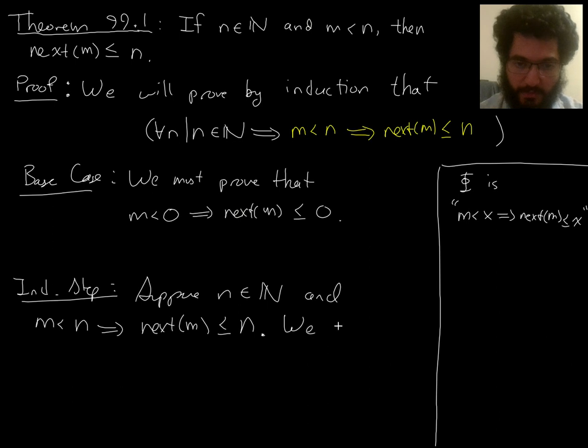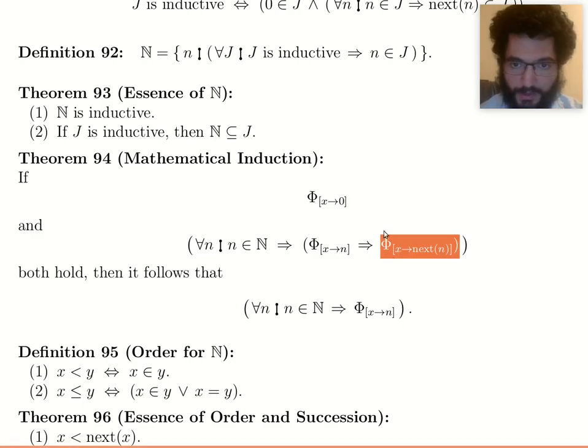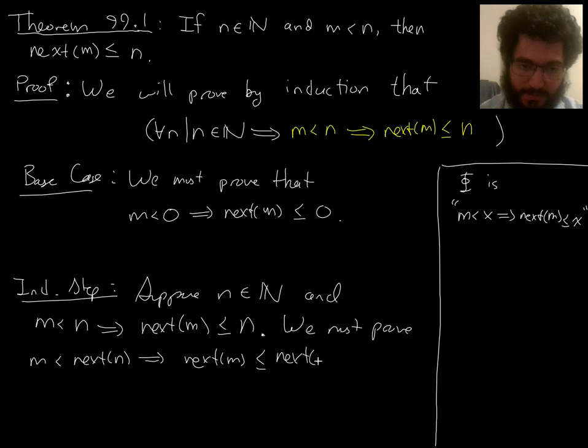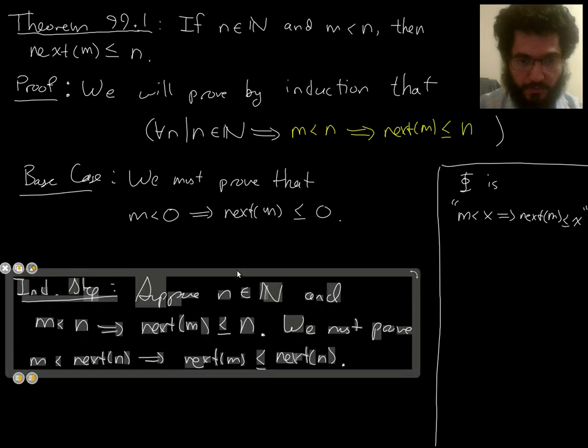And now we must prove, so the goal becomes this part, right? That phi holds when x is replaced by next n. So we must prove m less than next n implies next m less than or equal to next n. Okay, let me make some room for the base case.